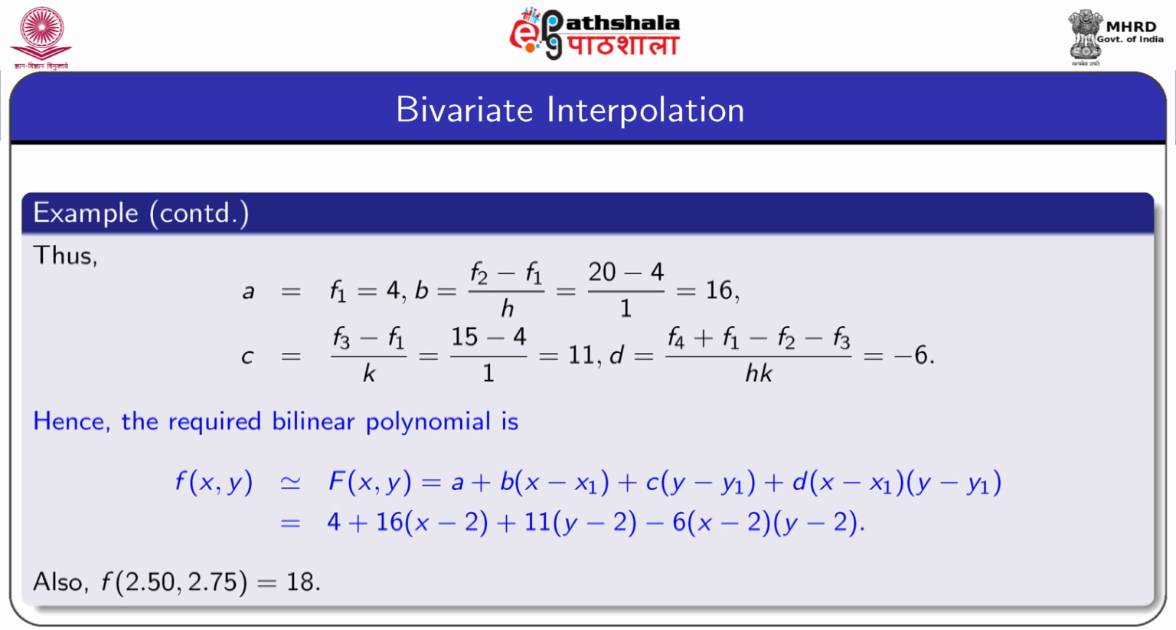Also, small f of (2.50, 2.75) equal to 18 by substituting the values of x equal to 2.50 and y equal to 2.75 to the above expression, and this is the final approximate value of f at the given points 2.50 and 2.75. So, we have discussed 2 local matching methods. One is called the triangular interpolation method, other is called the rectangular or bilinear interpolation method.